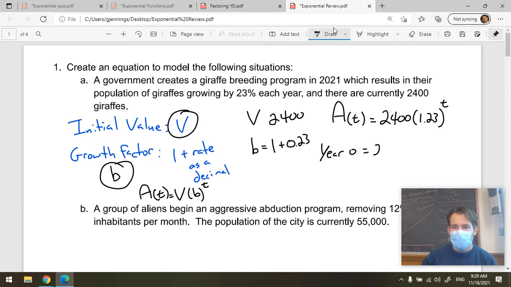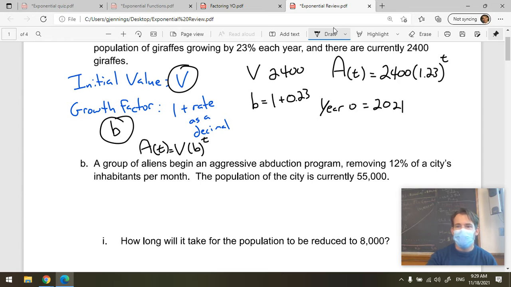equals 2021. So if you want to know how many giraffes are going to be in existence in 2040, 2040 would be 20 years from now, then you would do 2,400 multiplied by 1.23 20 times. So you'd raise that to the power 20. And that's how you set up exponential growth equations.